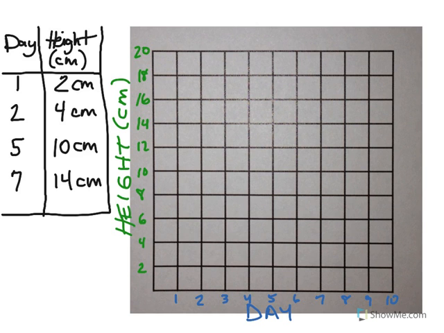What's our graph missing still? Hopefully you've noticed that our graph is missing a title. What title should we give the graph? I'm going to use height of Sally's plant. If you have something similar, that's fine. Please pause and plot all of the points from the table.